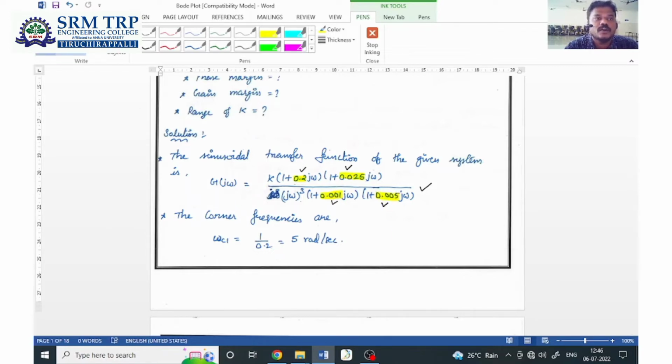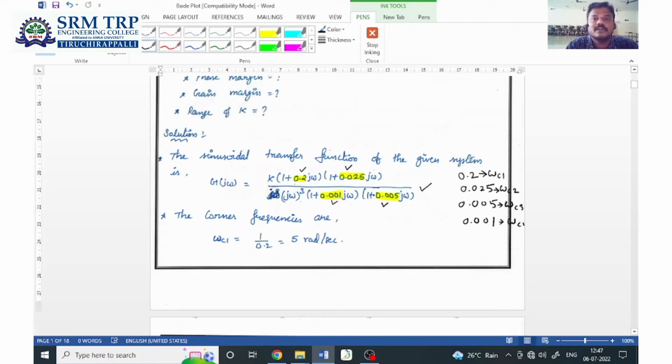If you sort out these time constants in descending order, first I have to write the highest value of these 4. So the first one will be 0.2, the second one will be 0.025, the third one will be 0.005, and the last one will be 0.001. Why am I sorting out the time constants in descending order? The first time constant will produce the first corner frequency omega c1, the next will give omega c2, then omega c3, and the last will give omega c4.